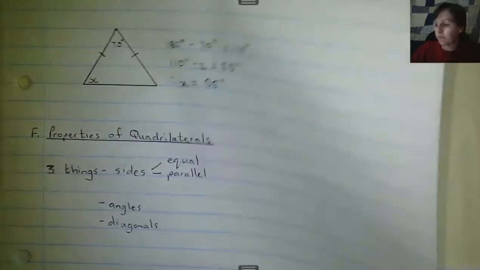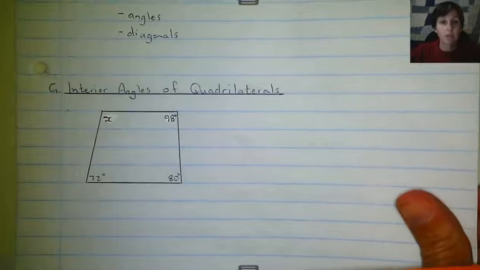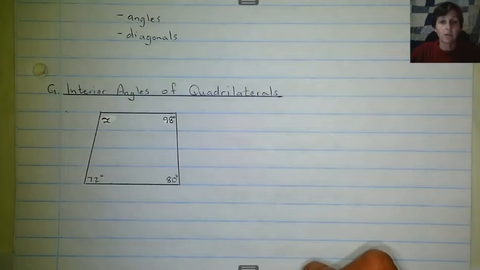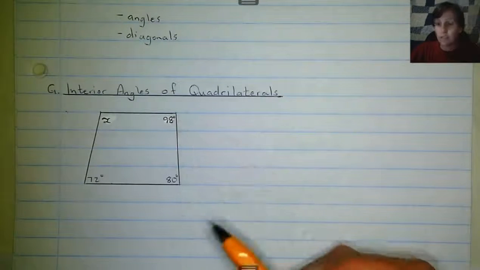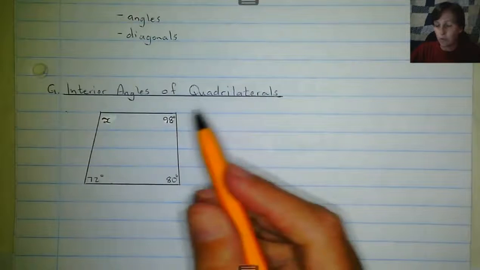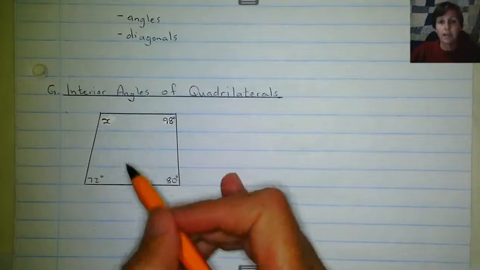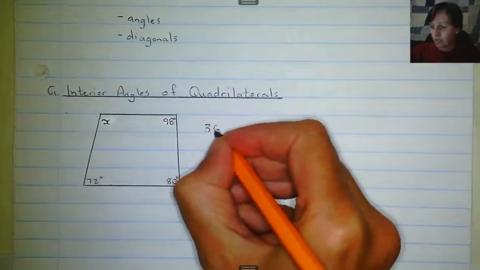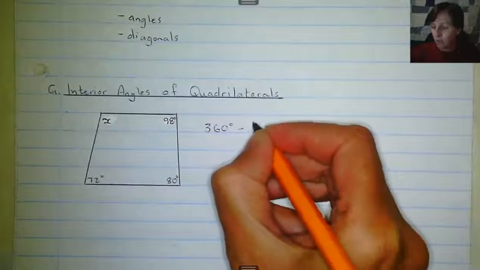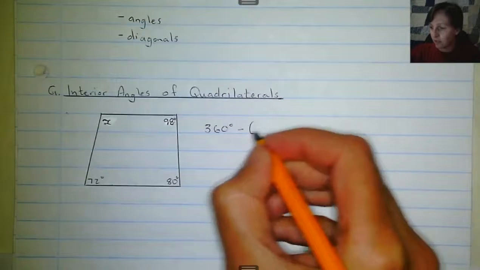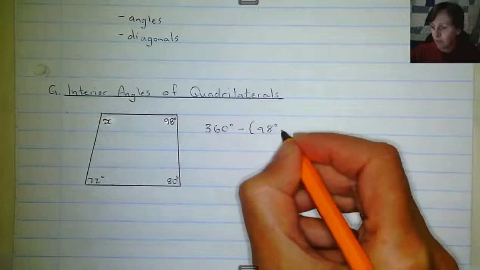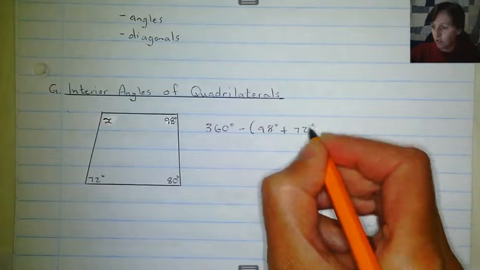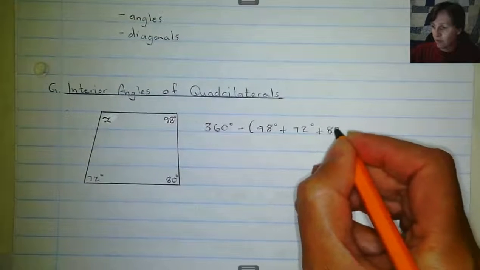They're very important. And then the last bit that we did are the interior angles of a quadrilateral. Just like the interior angles of a triangle, it works exactly the same way, except that they add up to 360 degrees. So we take our 360 degrees, we subtract what we're given. So we were given 98 degrees, we were given 72 degrees, and we were given 80 degrees.